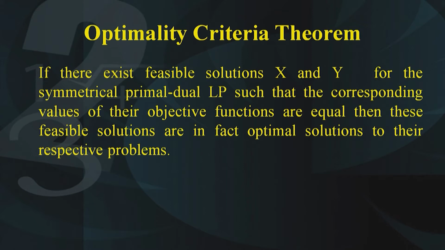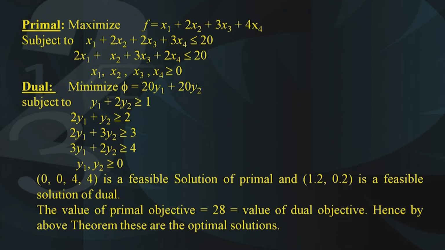Remember, we had defined the objective function of the primal as f. So, if f of x is equal to phi of y, where phi is the objective function of the dual, then these x and y are actually nothing but the optimum solutions of the respective problems. So, let us try to verify this with the help of an example.